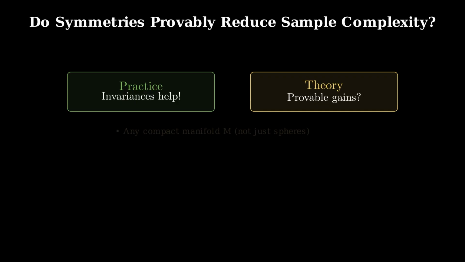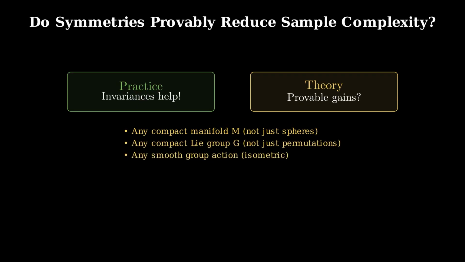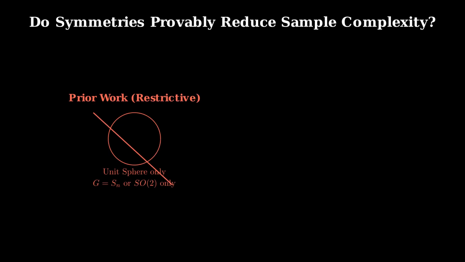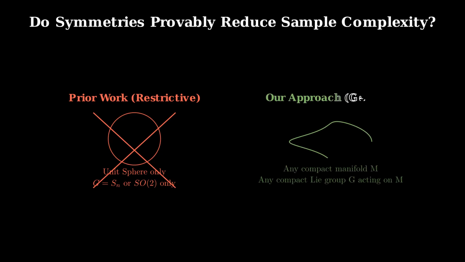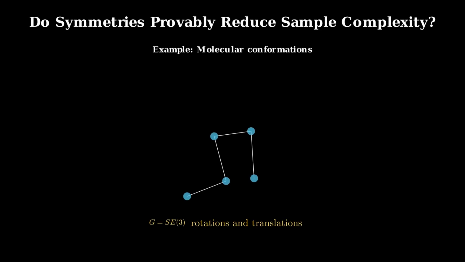We need a theory that works under minimal assumptions: any compact Riemannian manifold as data domain, any compact Lie group acting by isometries. Prior work often assumes the data lives on the unit sphere, and the group is a specific one like permutations or planar rotations. This is too restrictive for real applications. Our result works for any compact Riemannian manifold M and any compact Lie group G acting on M by isometries. For example, molecular conformations live on a non-spherical manifold, and the symmetry group is SE(3), rotations and translations in 3D.